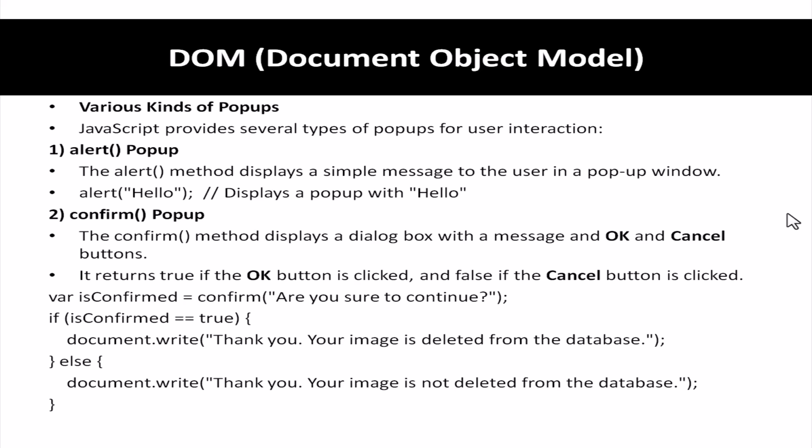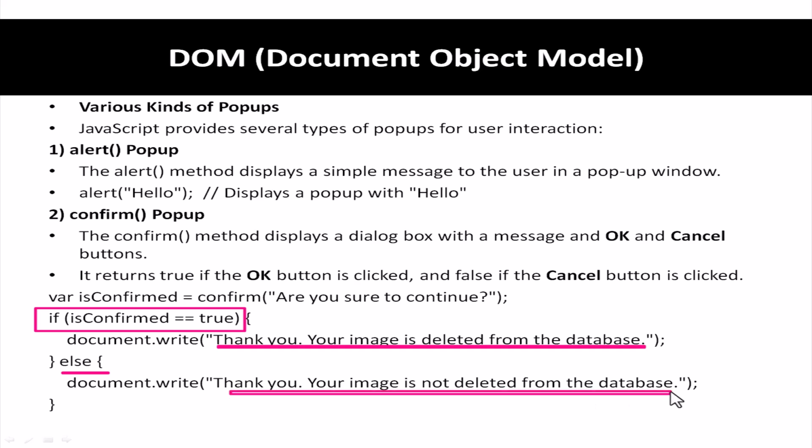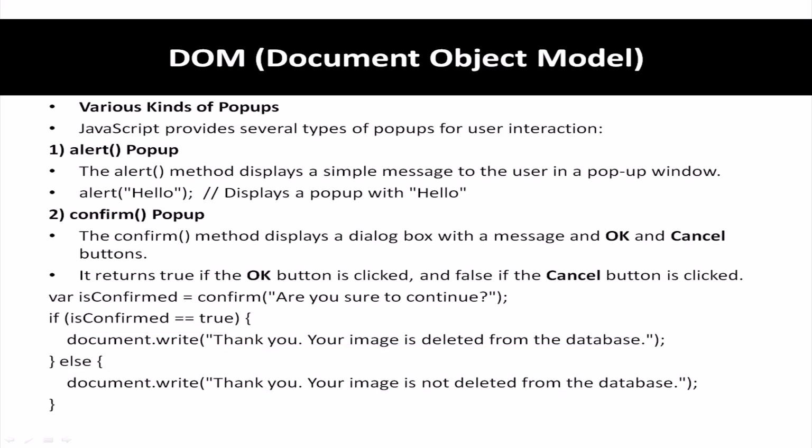Here you can notice that if the action is true, meaning you press the OK button, then it is going to show the message, your image is deleted from the database. Else, if you click the Cancel button, it is going to show, thank you, your image is not deleted from the database. Like that you are going to use the document object model confirm box.